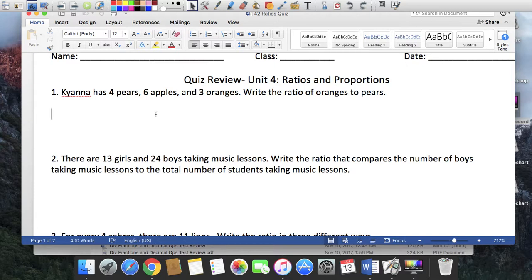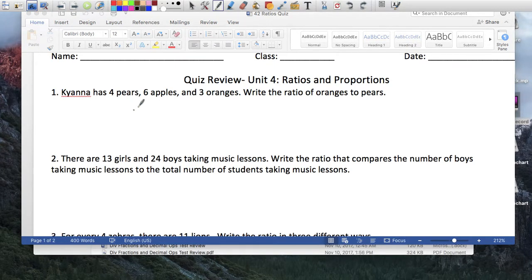First question. Kiana has 4 pears, 6 apples, 3 oranges. Write the ratio of oranges to pears. Okay, so we want to write it in order. Oranges came first. You have choices as to how you want to write it. Oranges is 3, pears is 4. He didn't ask you to write it in any way, so if you wrote it like this, it's fine. If you wrote it like this, it's fine. And if you wrote it like this, it's fine as well. It wasn't specific, but it was asking you to compare the number of oranges to the number of pears.